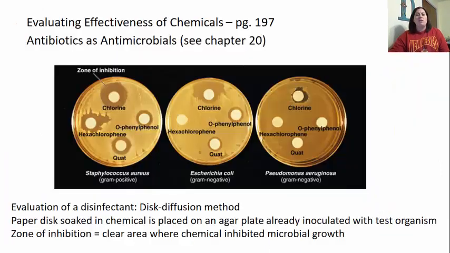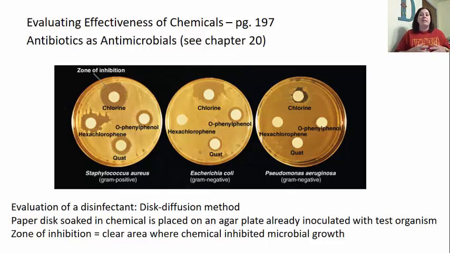Now, how do we evaluate the effectiveness of these chemicals? How do we know that they're really good against gram-positive or enveloped viruses or different things like that? One thing we can do is an evaluation of a disinfectant using a disc diffusion method. We do this with antibiotics as antimicrobials as well in chapter 20, which we'll look at later. The paper disc gets soaked in whatever chemical you're wanting to look at. It's then placed on an agar plate that's already been inoculated with the test organism.